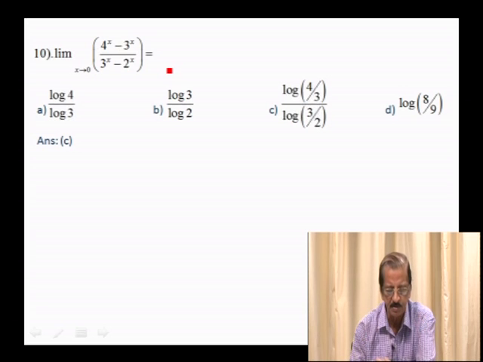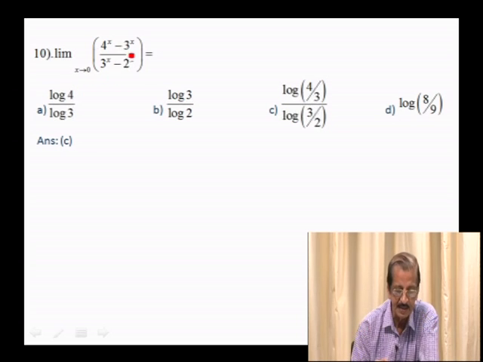Limit x tends to 0 of 4 to the power of x minus 3 to the power of x. ನೋಡಿ, compare this problem with the previous problem. ಇಲ್ಲಿ ನಿಮಗೆ x tends to infinity ಇಲ್ಲ, x tends to 0 ಇದೆ. Is take the indeterminate form 0/0.